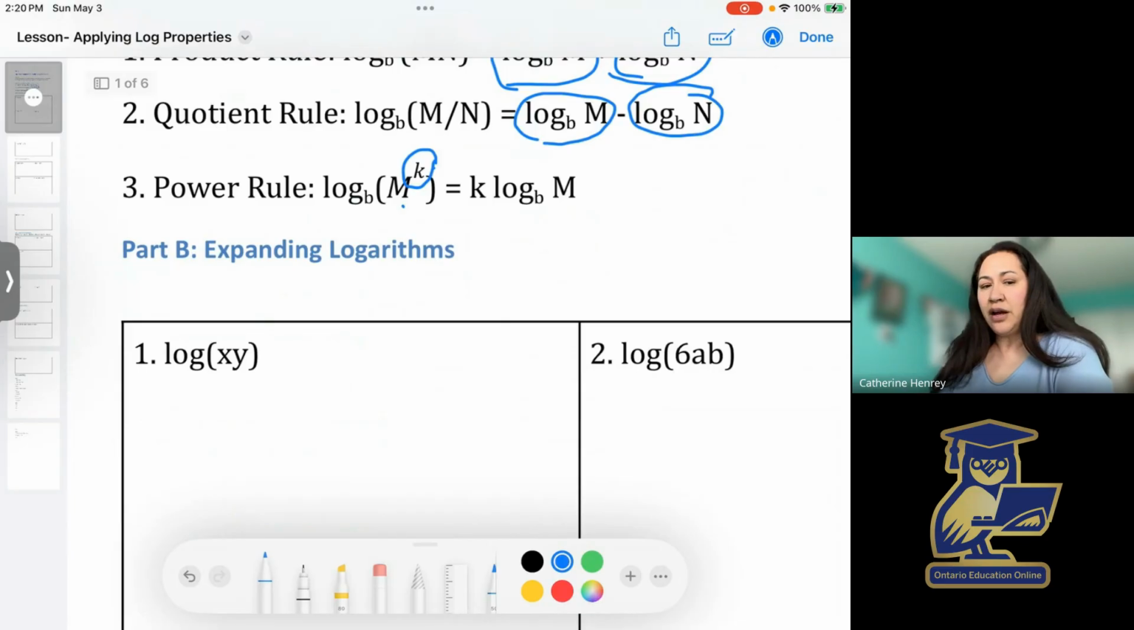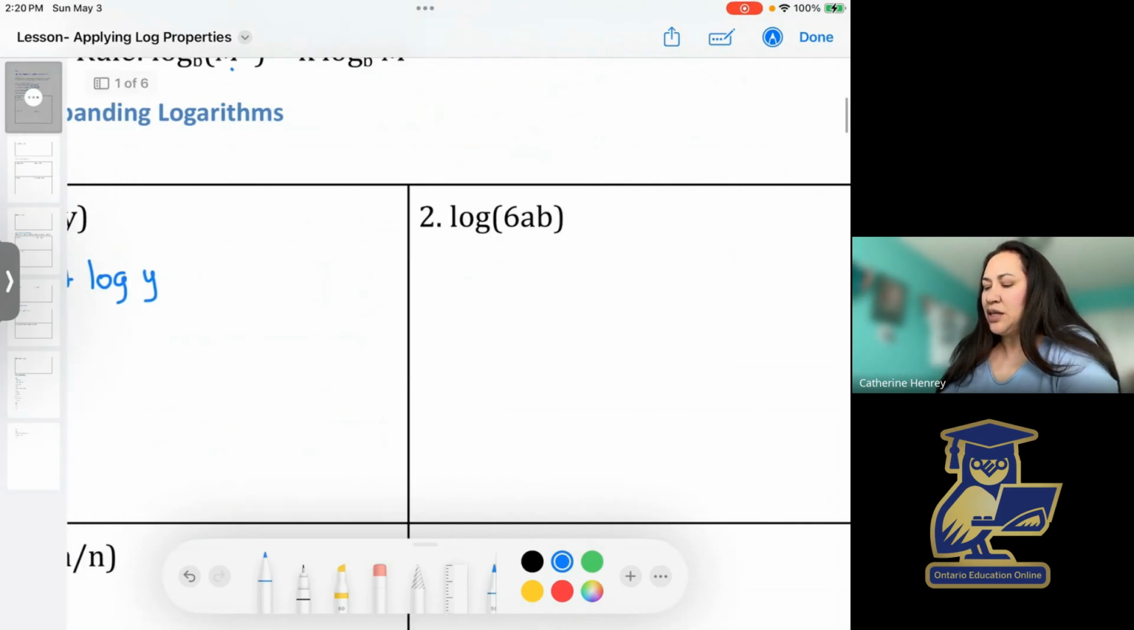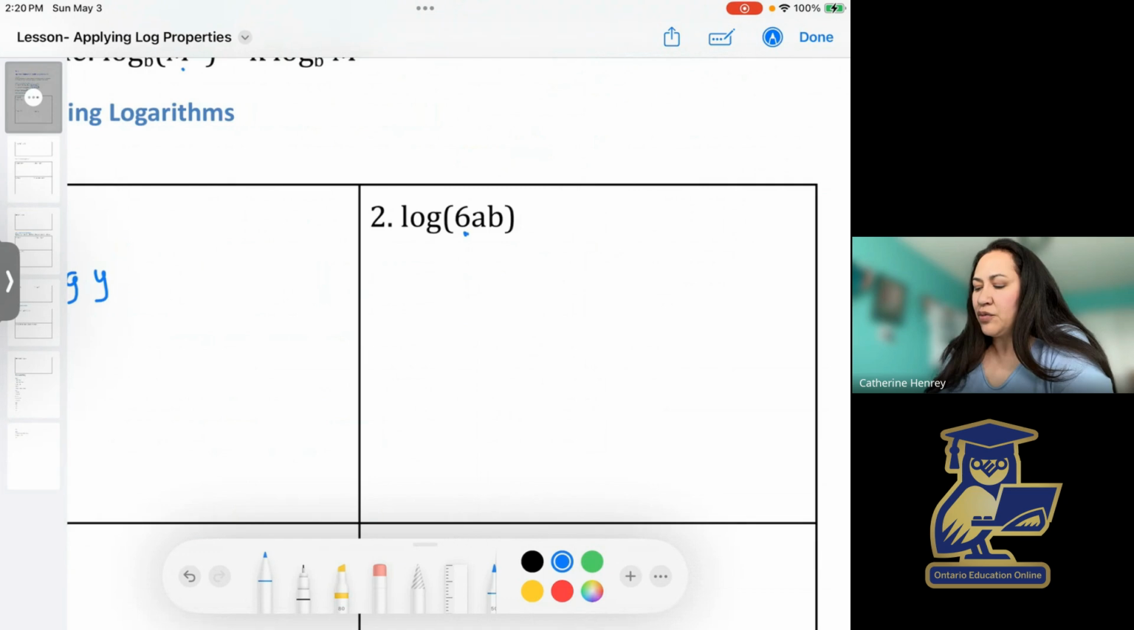So this is the log of x times y. We can use the product rule, and we'll separate this log into 2 terms with addition, because that's our multiplication rule. Similarly, for number 2, we have 3 numbers or variables in the bracket, so we separate all 3 of them by addition. So the log of 6 plus the log of a plus the log of b.